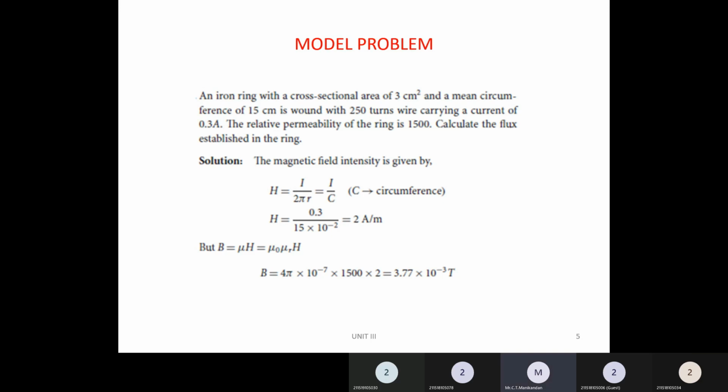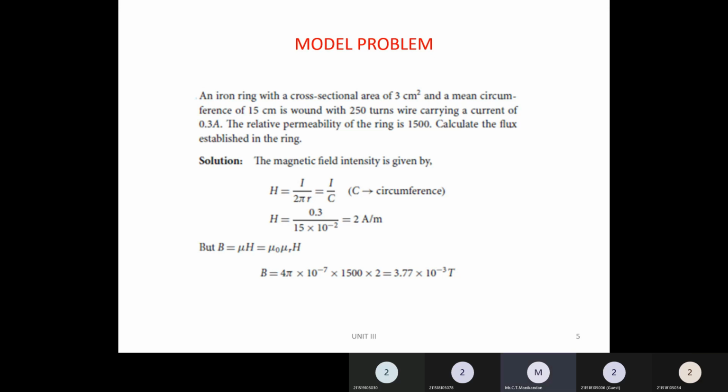Here we have an iron ring with a cross-sectional area of 3 centimeters square and a mean circumference of 15 centimeters. It is uniformly wound with 250 turns of wire, and it carries a current of 0.3 amperes. The relative permeability of the ring is 1500. We have to calculate the flux established in the ring.